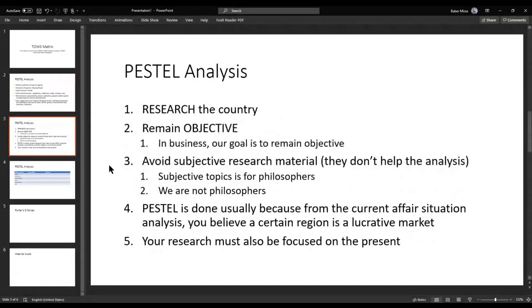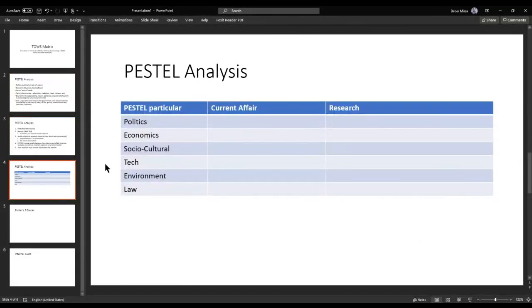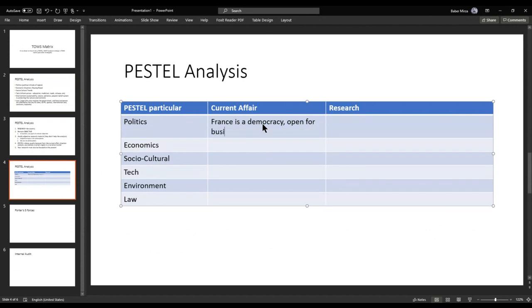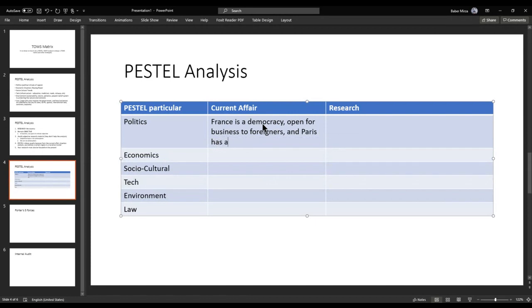Moving ahead. So I chose France from the point of view of current affairs, politics. France is a democracy, right? Open for business to foreigners. And Paris has a large number of, I would say, immigrants. This is the current affair. This is objective. Why not?